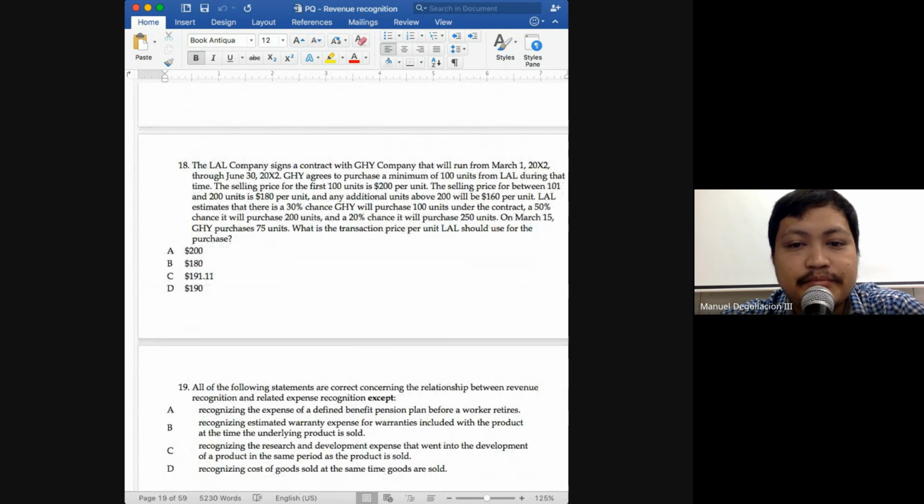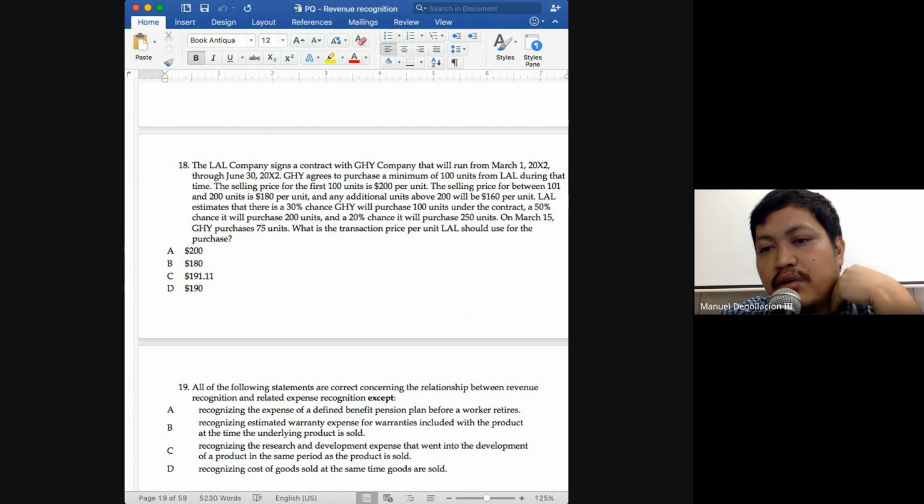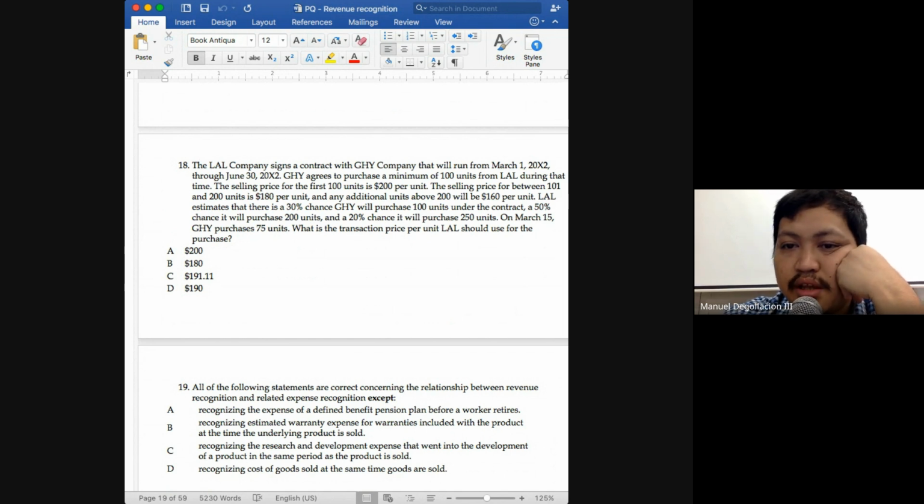Number 18. Take note of number 18. This is somewhat new to you. The company signs a contract with GHY that will run from March 1 through June 30. GHY agrees to purchase a minimum of 100 units from LAL during that time. The selling price for the first 100 units is 200. The selling price for between 101 and 200 units is 180. And any additional units above 200 will be at the price of 160.